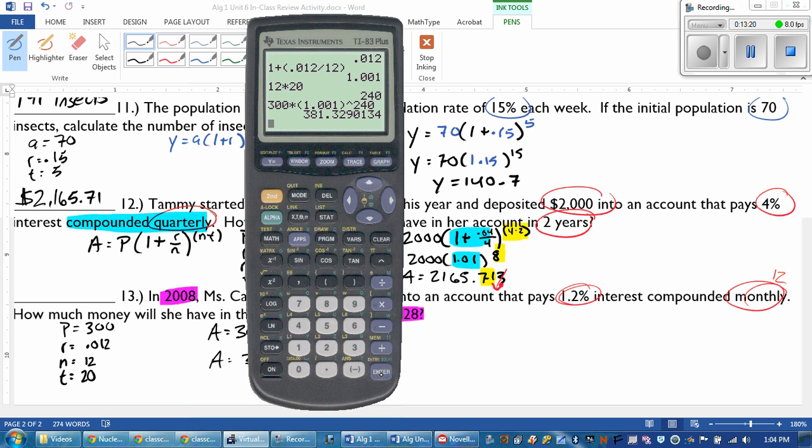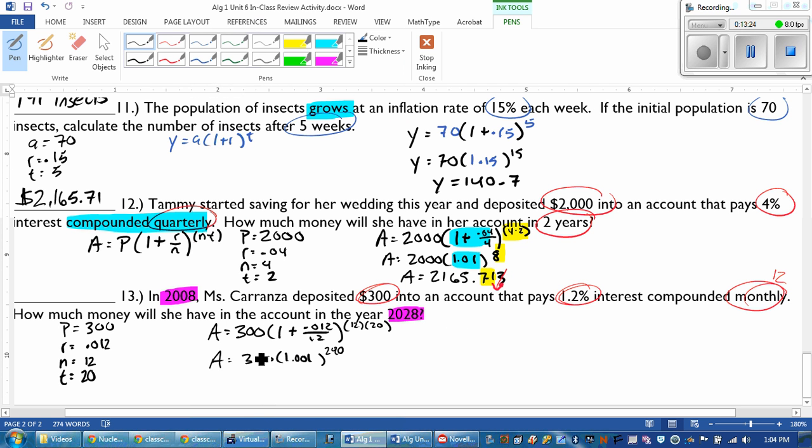And then we get our answer of 381.329. Remember that when rounding, we look at that third decimal, 5 or more, raise the score. So Miss Carranza is going to have $381.33 left in her account.